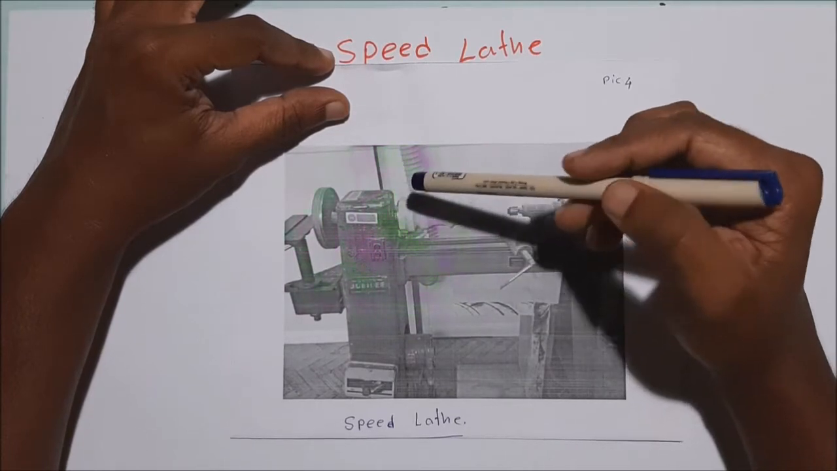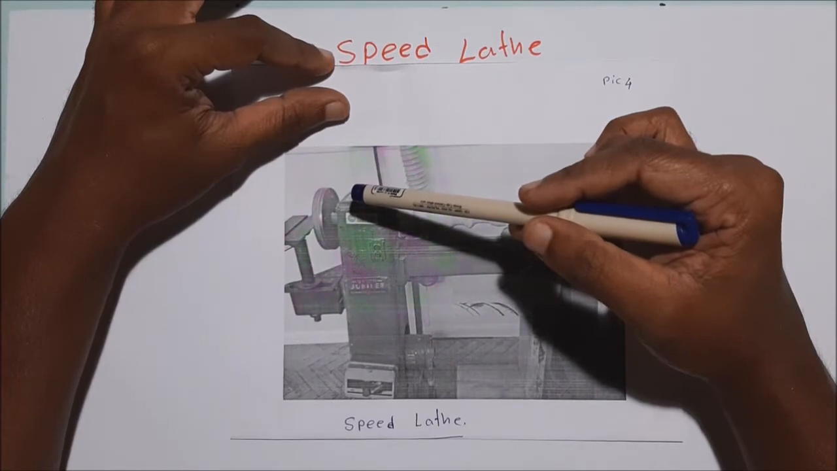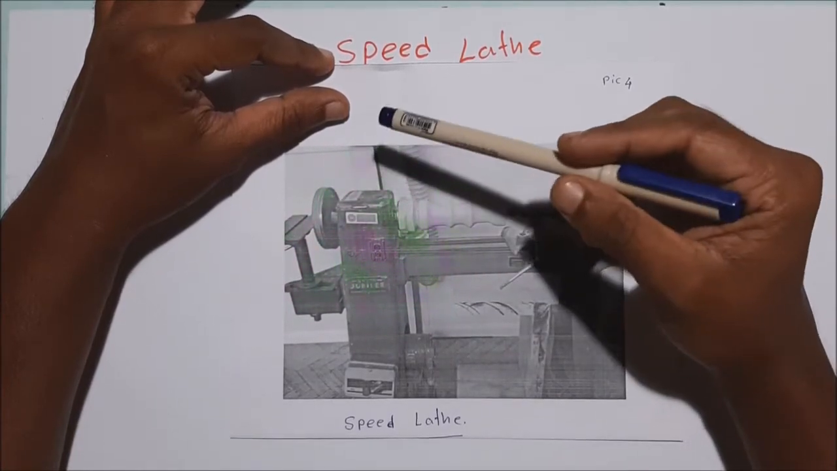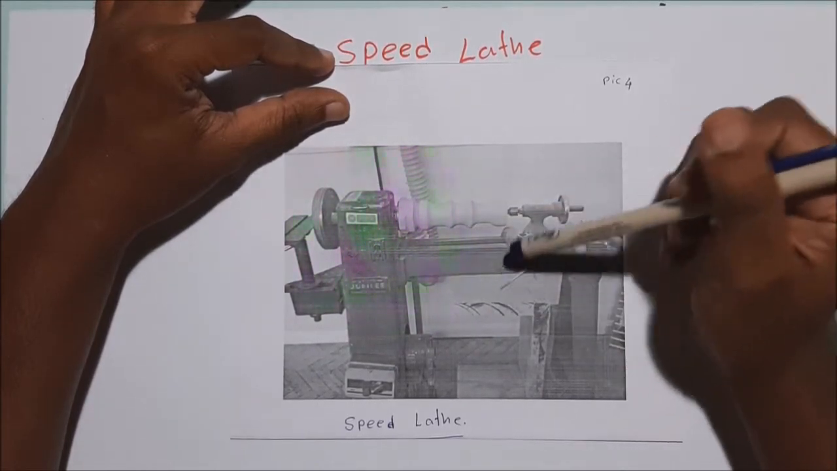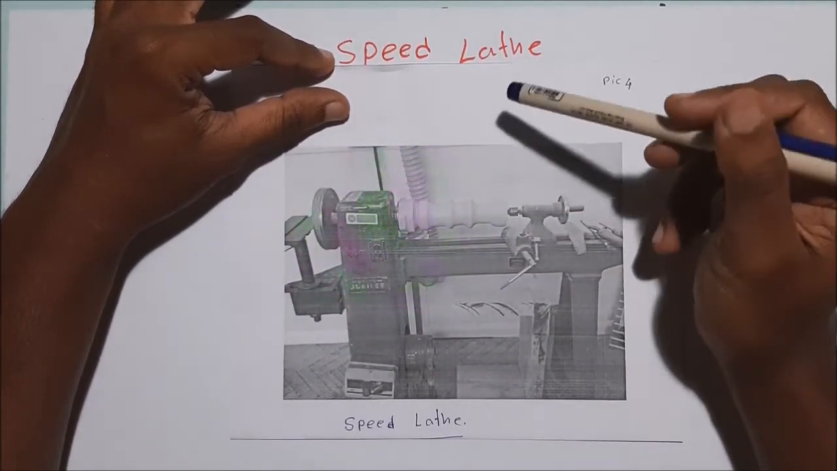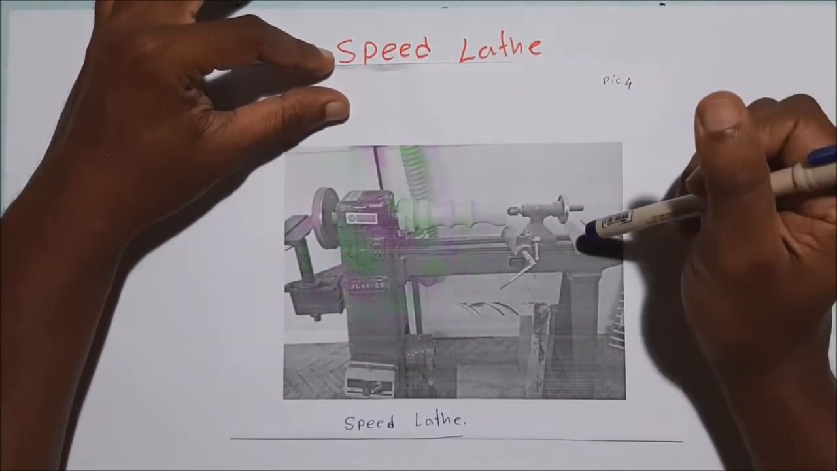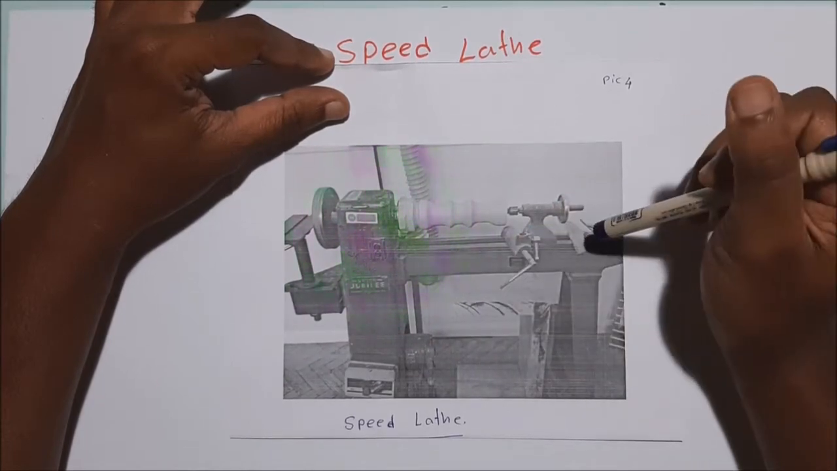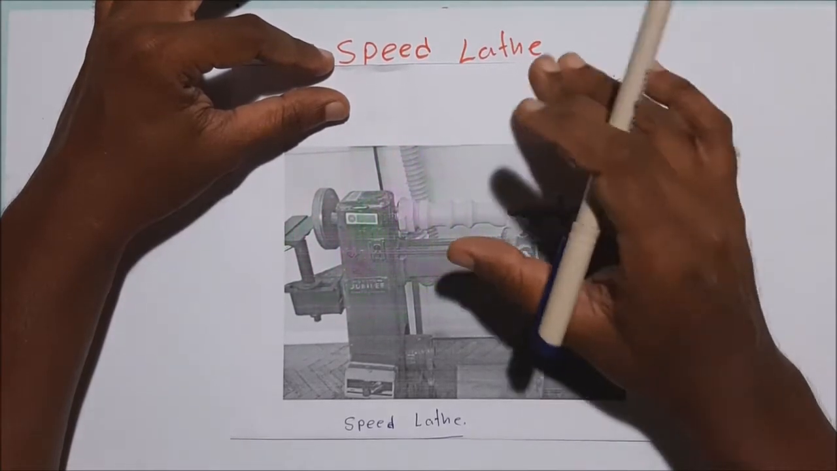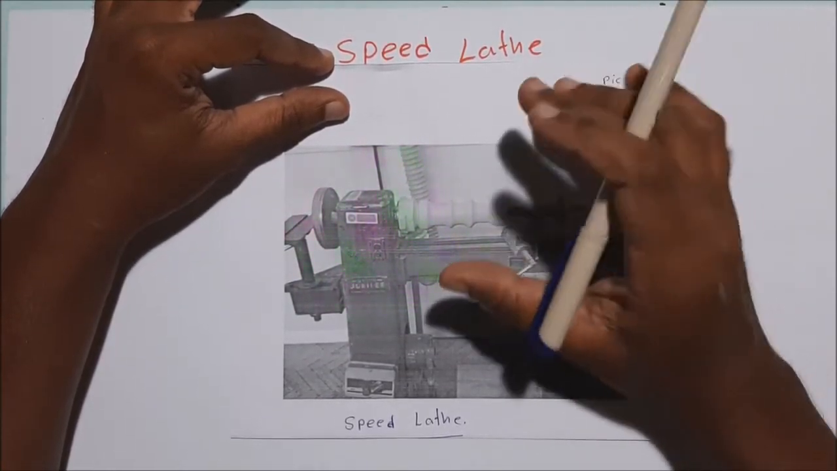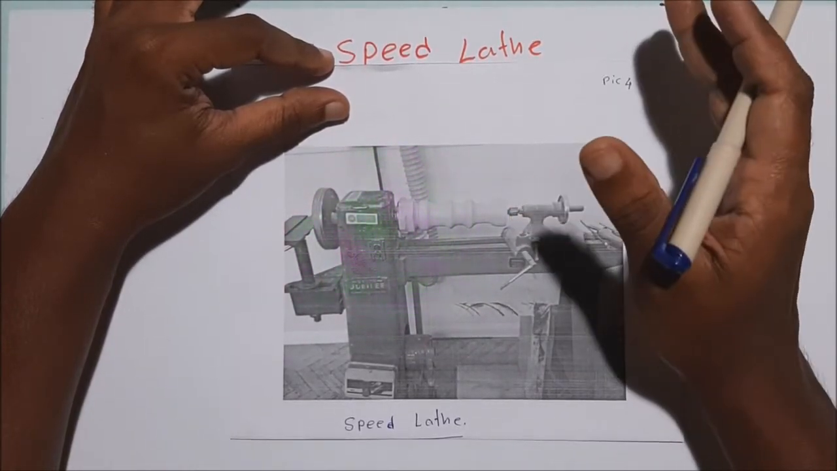The spindle is directly coupled to the electric motor, and the electric motor has speed variation options. It does not have the carriage assembly, the tool carriage assembly, and does not have thread cutting assemblies. This lathe machine is used for basic operations like woodworking, polishing and spinning operations.